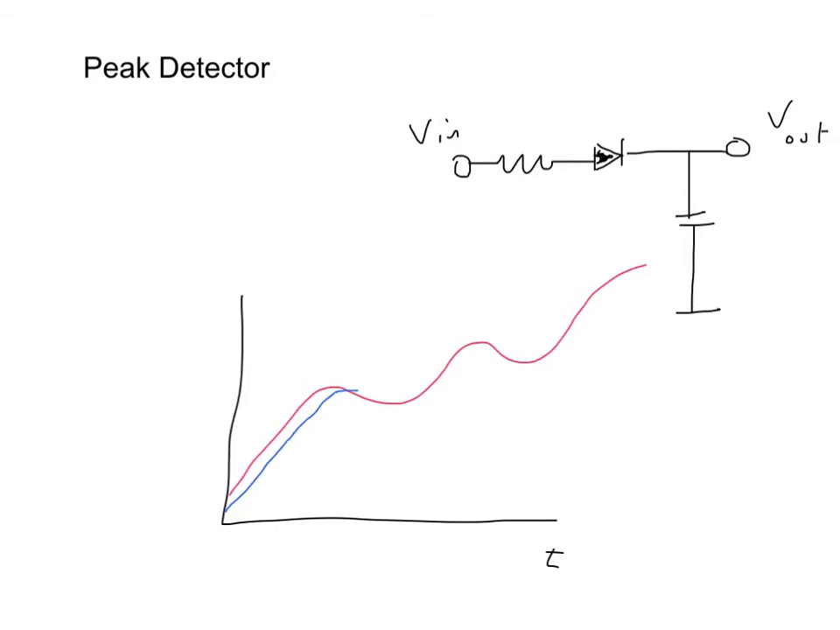But once this point is higher than that, when V in is going down, there's nowhere for that charge to go. So this just comes along flat, and I keep following my input, but I never go down. And so therefore, V out will always be the peak value of V in that it can see. I can always put in a resistor here in parallel with the capacitor and slowly drain off that charge so that I can have the peak over the last so much time.